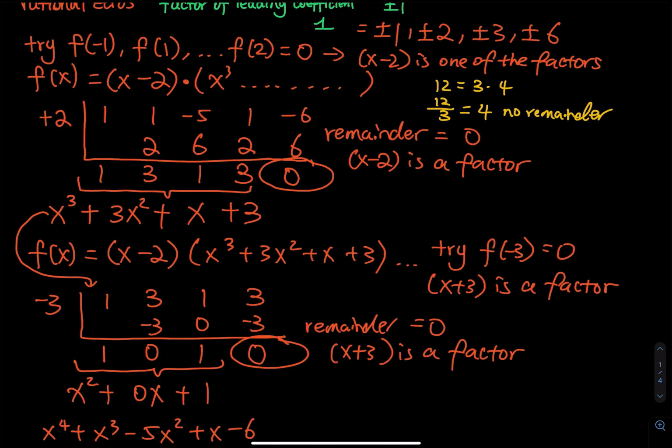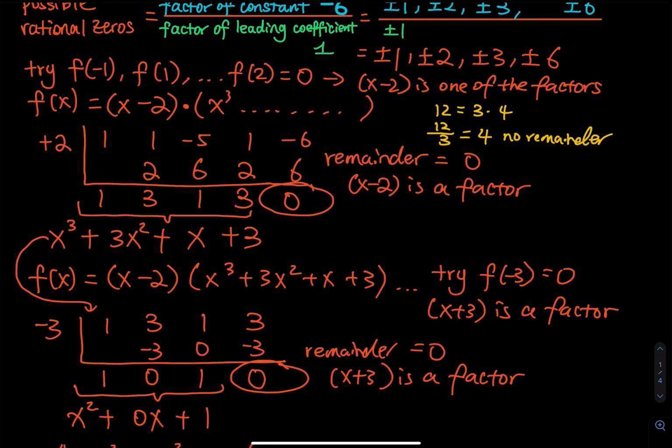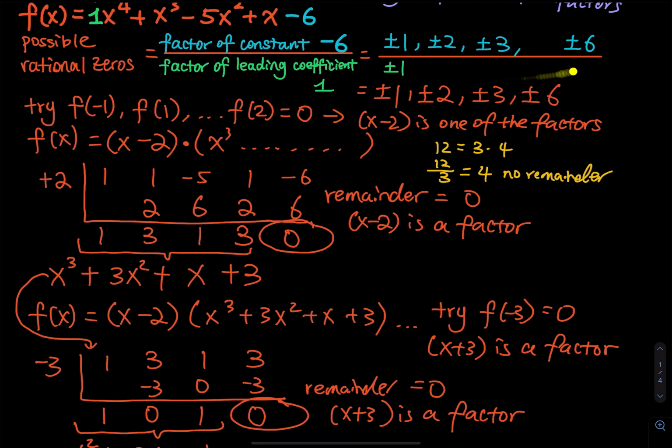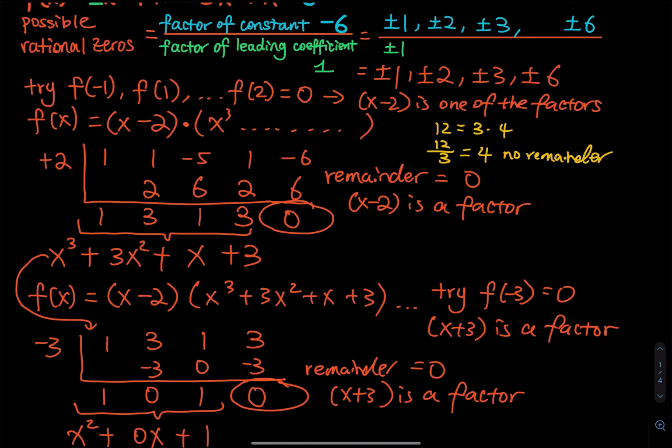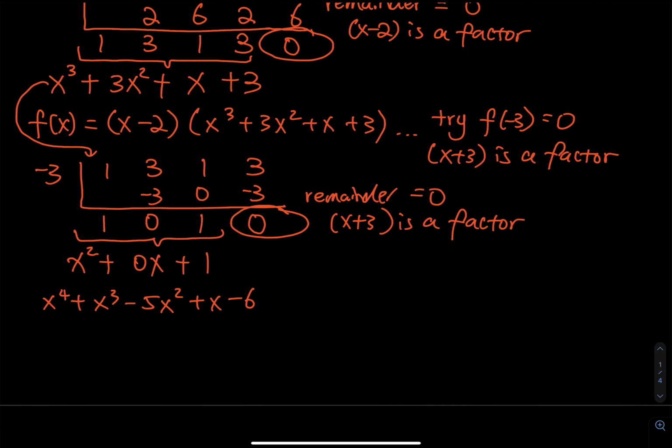And then at the very beginning, we figured out the possible rational zeros right here, the blue and green. And then we try everything in this list, and then we found that f of 2 is equal to 0. So x minus 2 is a factor, and then we perform a synthetic division. The synthetic division is right over here.